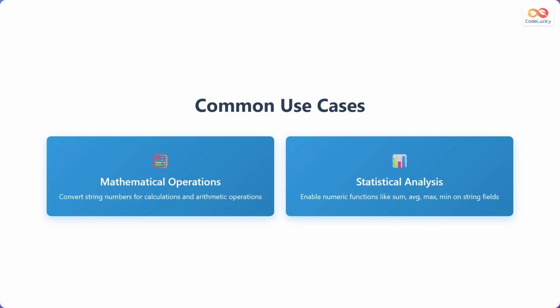The tonumber command serves two primary purposes in Splunk. First, it enables mathematical operations by converting string numbers so you can perform calculations and arithmetic operations on your data. Second, it facilitates statistical analysis by allowing you to use numeric functions like sum, average, maximum, and minimum on fields that were originally stored as strings. These use cases are fundamental when working with log data, CSV files, or any data source where numeric values are imported as text.